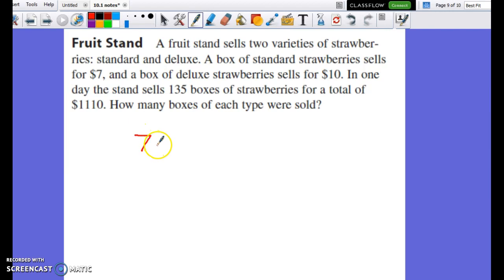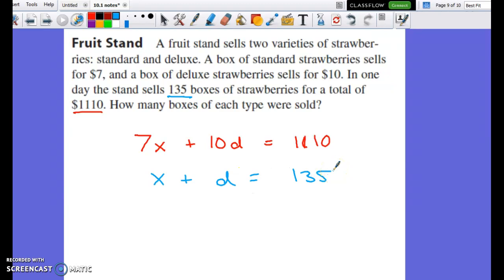But if you want to use S, you do your thing. So I've got $7 for a box of standard, and I've got $10 for a box of deluxe. I use D for that, obviously. And I sold, or I made this much. And then I know that I sold this many of the 2 different boxes. Okay, and you've got your systems of equations. Now, what would be the best way to solve this? You can go either way, substitution or elimination.